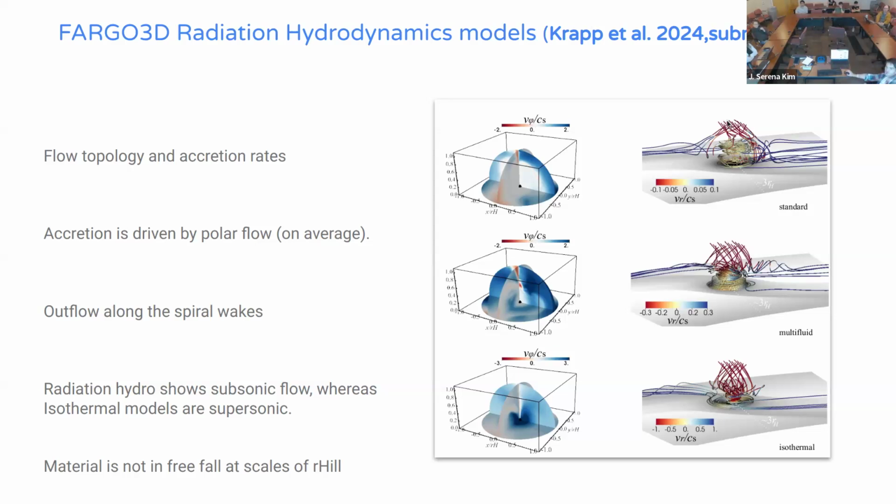And in general, what we see is that as you go from isothermal to radiation, your flow is not in free fall and is subsonic, basically. So that's another important point to highlight. There are many works that simplify this problem and assume that you have supersonic free-fall material coming towards the planet. This is not the case in the radiation hydro. That's why we show here a proxy for the Mach number.